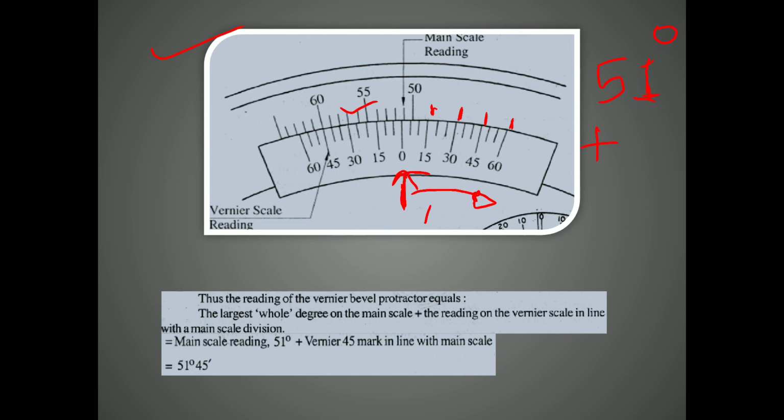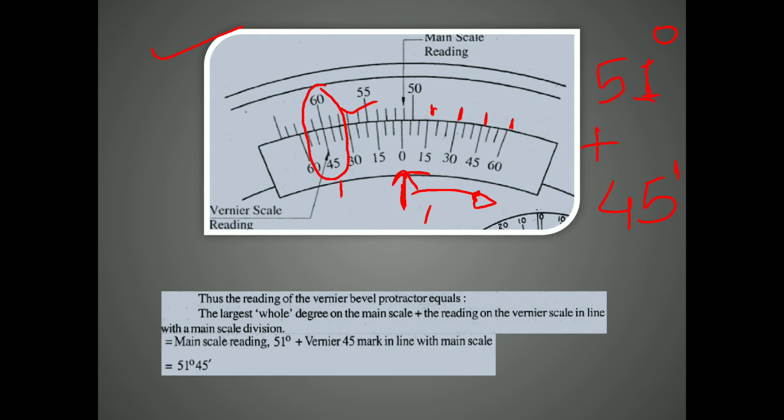Here you can see the line of the vernier scale of 45 is matching with the 60. That perfect matching gives you the reading of the vernier scale. So 45 minutes is the reading of the vernier scale. So the final reading will become, here you can see the largest whole degree of the main scale, that is 51. The reading on the vernier scale in line with a main scale division, that is 45.